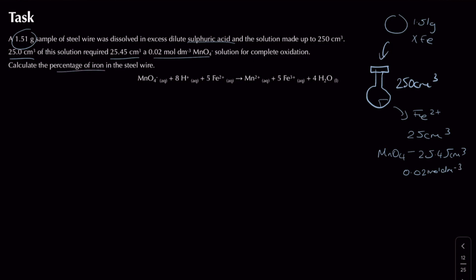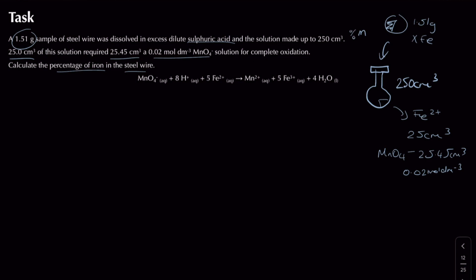Now, we're asked to calculate the percentage of iron this time in the steel wire itself. Now, think about it like this: steel is made up of a bunch of different things, and we're asked to find the percentage of iron. So in other words, we're asked to find percentage by mass. So we've got to find the mass of iron itself, and then we've got to use that to find the percentage by mass, right?